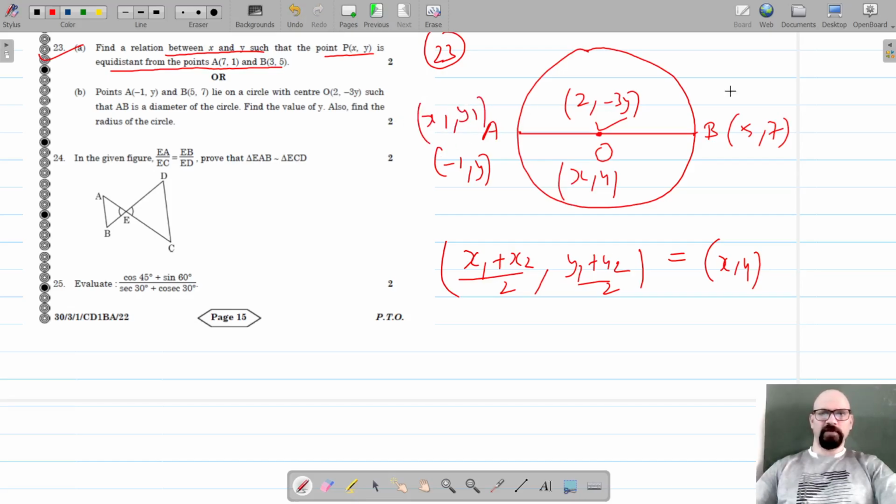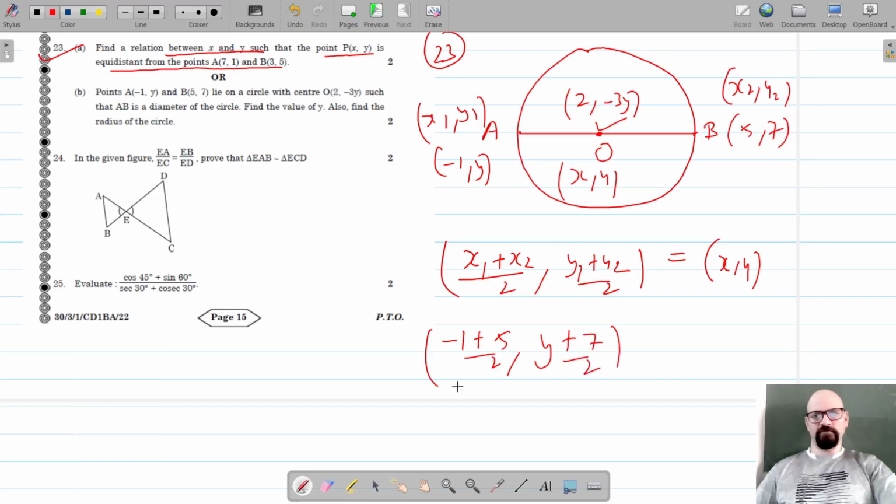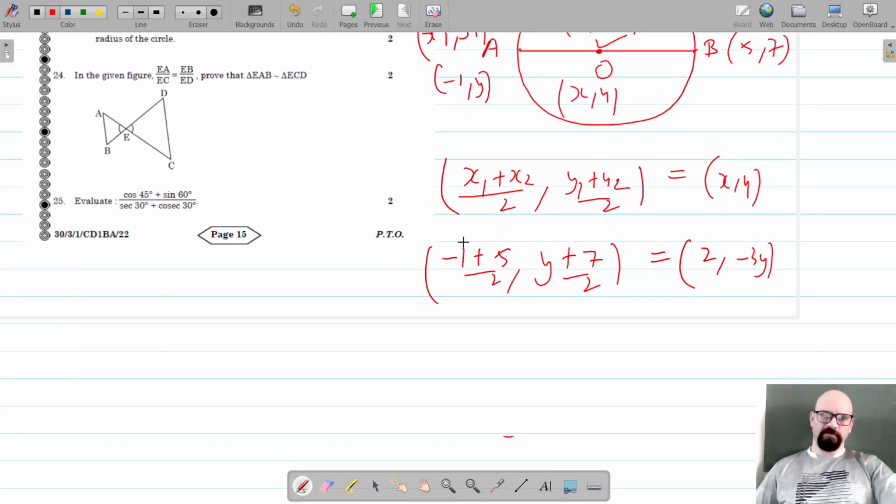This is x1 y1, and this is x2 y2. Now x1 is minus 1, x2 is 5 by 2, y1 is y, y2 is 7 by 2. So this is equal to, the coordinates of the center are 2 comma minus 3y. Okay, so this is 4 by 2 is 2. This is y plus 7 by 2 is equal to 2 comma minus 3y.